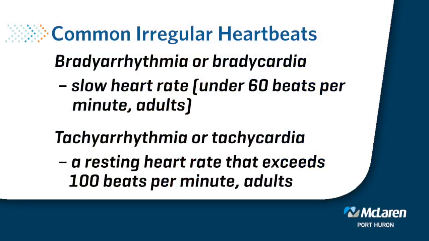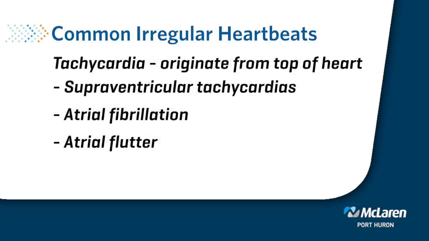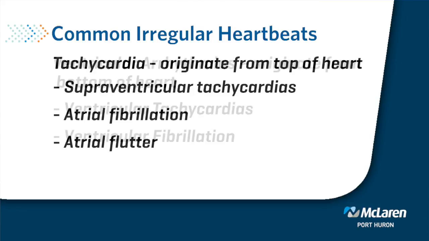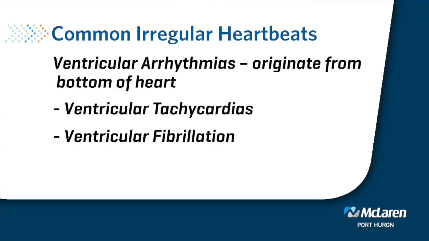There are bradyarrhythmias, or slowing of the heartbeat, and there are tachyarrhythmias, where the heart goes faster than 100. Among the tachyarrhythmias, there are ones that arise from the top of the heart, which we call supraventricular tachycardias. There are also other varieties called atrial fibrillation and atrial flutter. There are arrhythmias that come from the bottom of the heart called ventricular tachycardia and ventricular fibrillation.